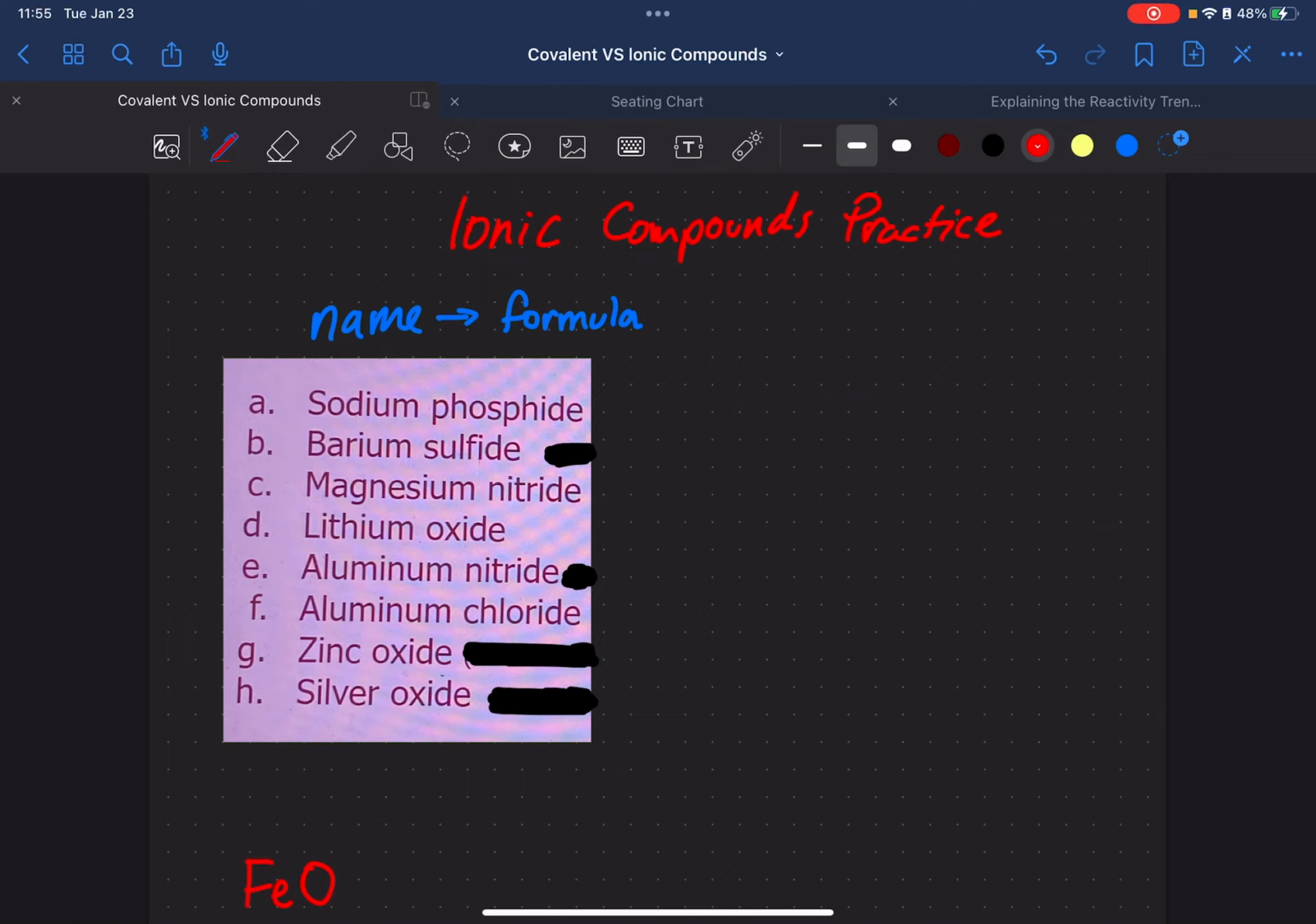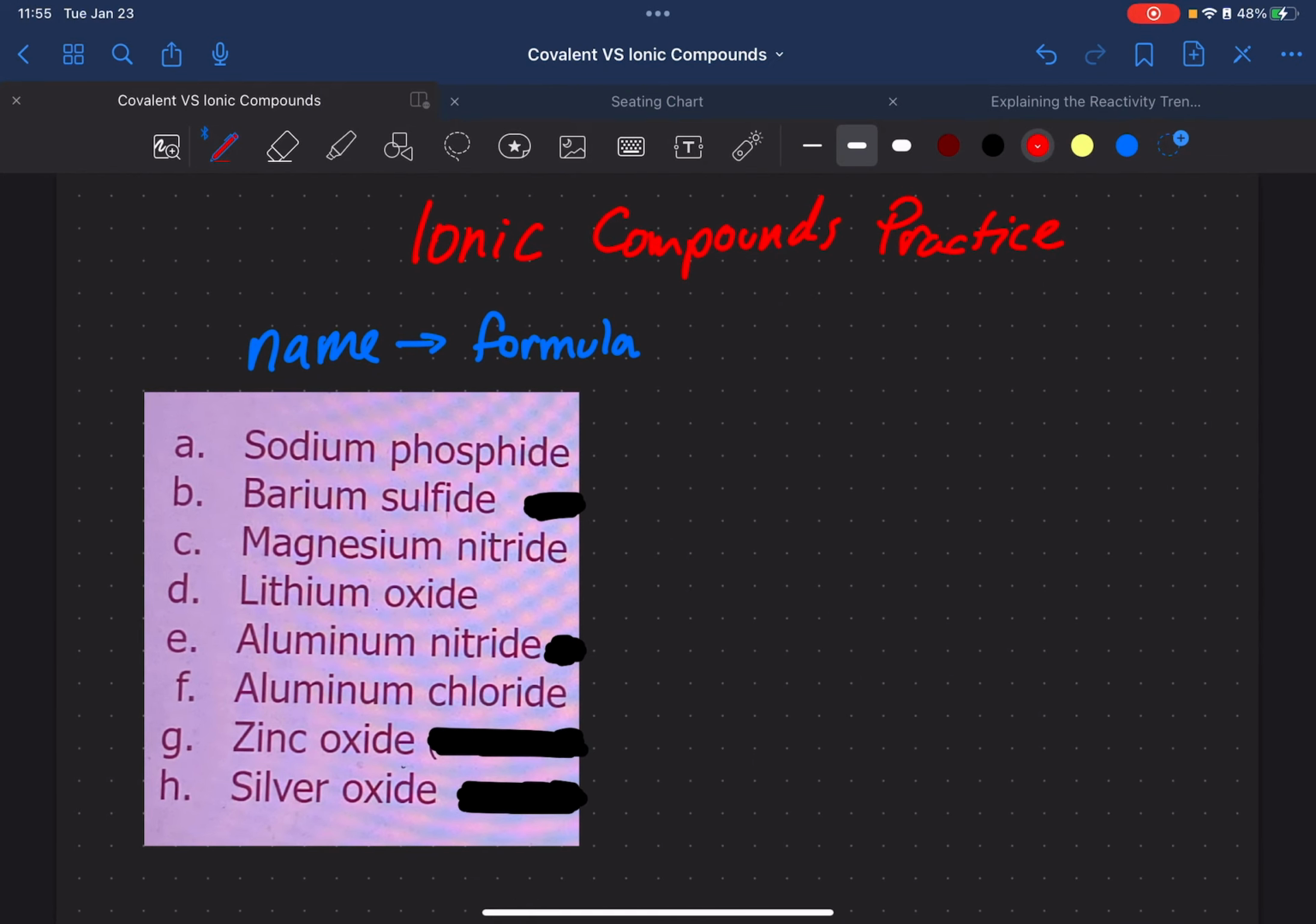And actually, right on that note, why don't we start with one of those practice sessions. Pause the video here and try to work through A through H. Try to make it all the way through. I've given you the name of the ionic compound here. Use your periodic table to figure out what the formula of these ionic compounds is.